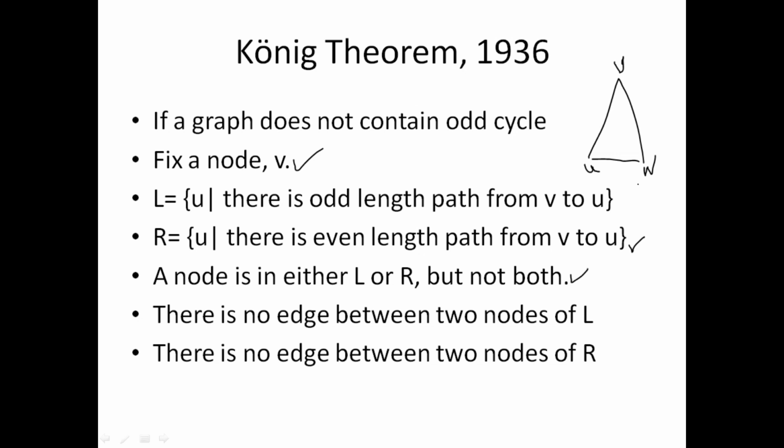Similarly, if U and W are both in L, and there is an edge from U to W, I take the odd length path from U to V, and again the odd length path from V to W. So I created an even length path from U to W, and then take the edge from W to U. So what you have created is an odd length cycle. So there cannot be edges within L, there cannot be edges within R. So L and R have to be two valid partitions.